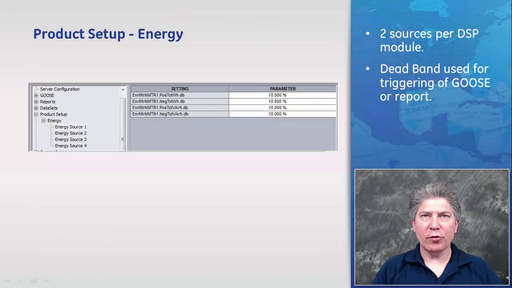Next, I'll look at the categories under product setup. The first one is energy. There are four energy sources, and this is associated with the number of DSP modules. There are two sources per DSP module. So this is where we set up the dead band for the energy. The dead band represents how much the analog value needs to change by to trigger a GOOSE message or a report.